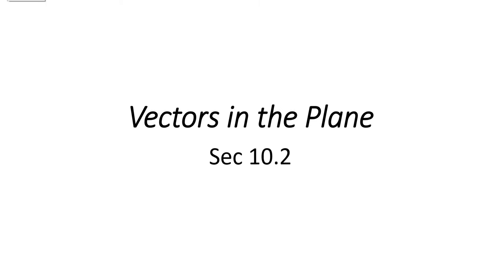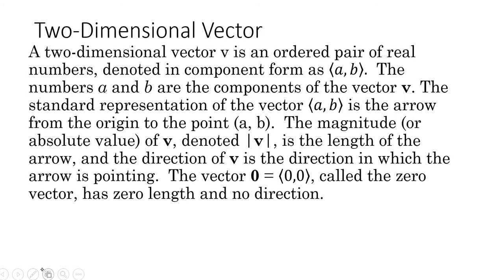Okay, section 10.2 is vectors. So let's take a look at vectors. A two-dimensional vector V is an ordered pair of real numbers denoted by the component form ⟨a, b⟩ with this special bracket that we use for vectors. I think that all this you have seen before. The numbers a and b are the components of the vector V. The standard representation of the vector ⟨a, b⟩ is the arrow from the origin to the point (a, b).